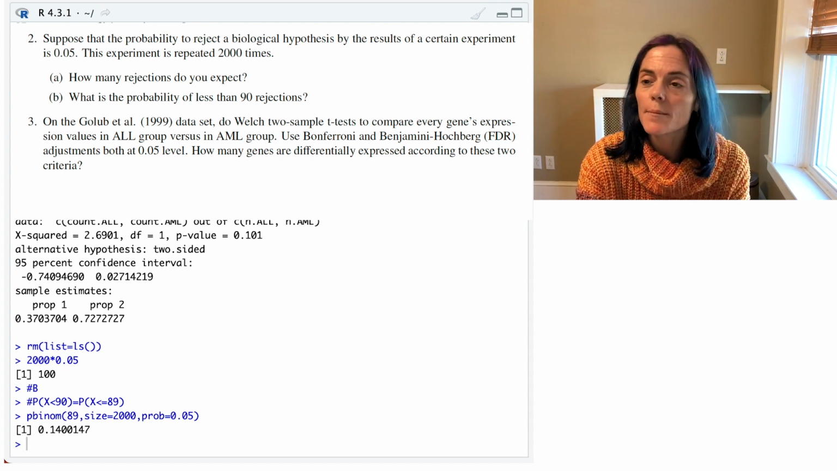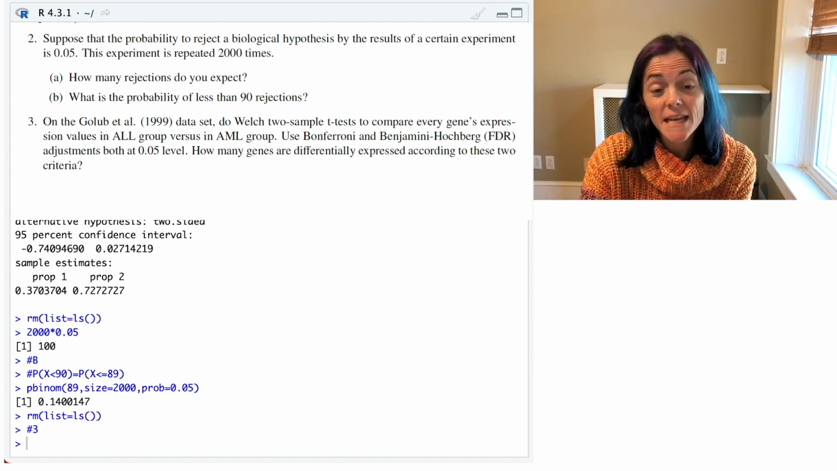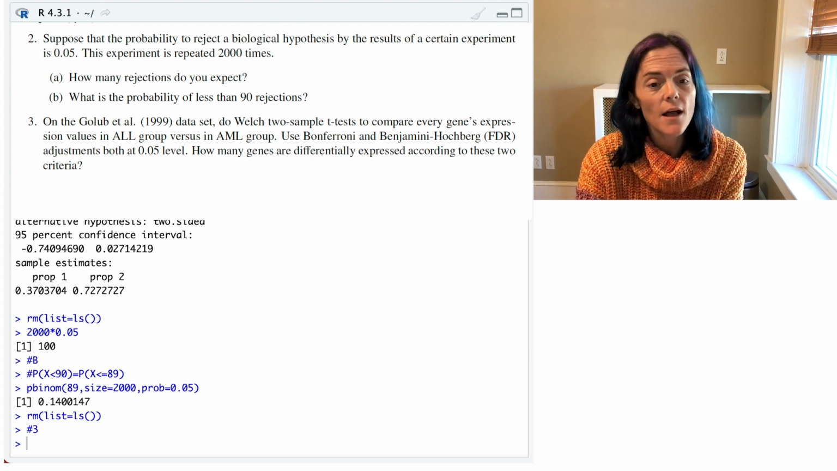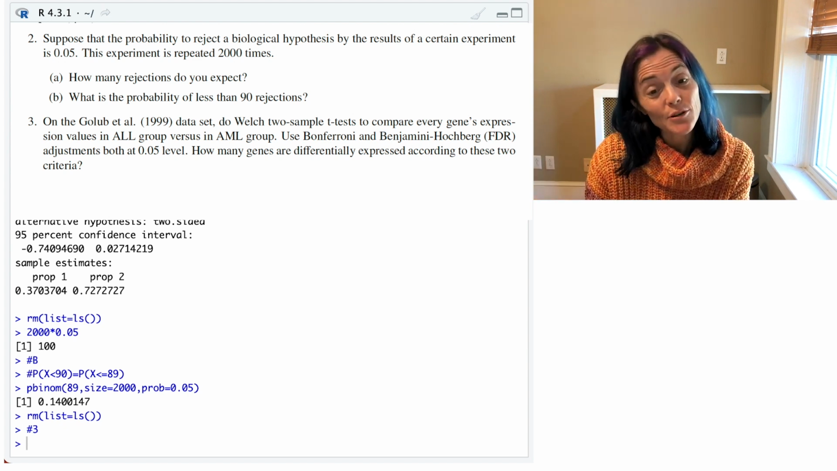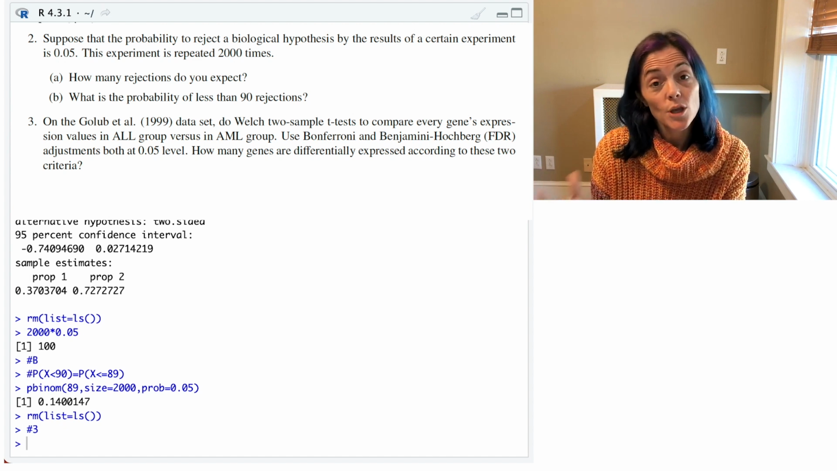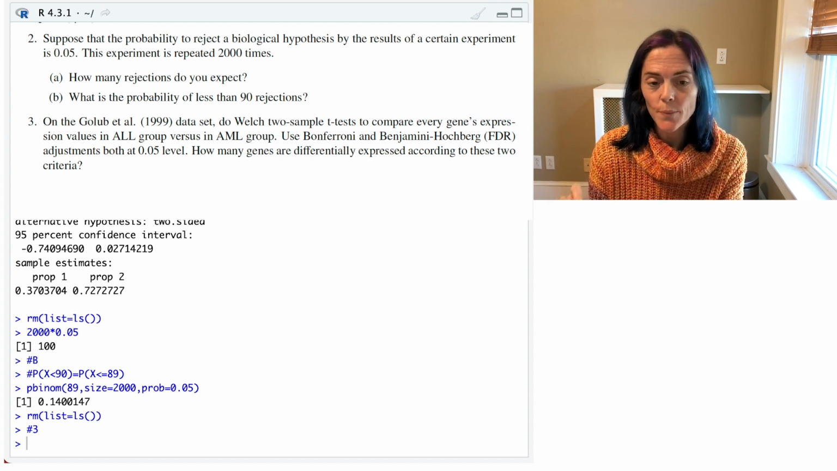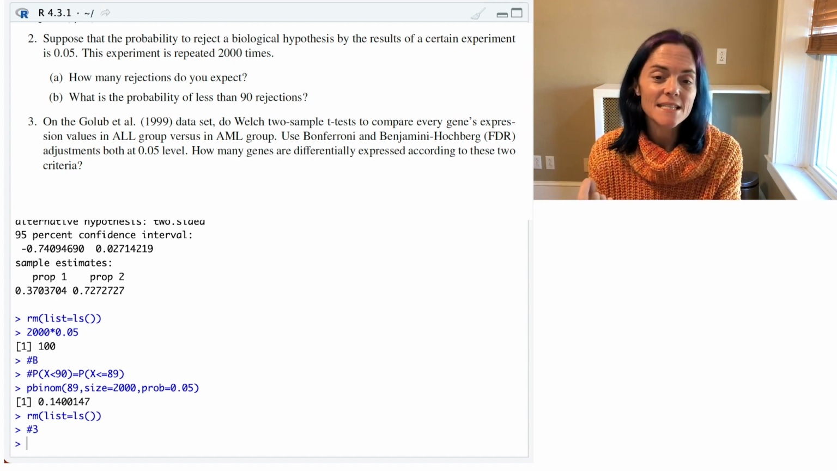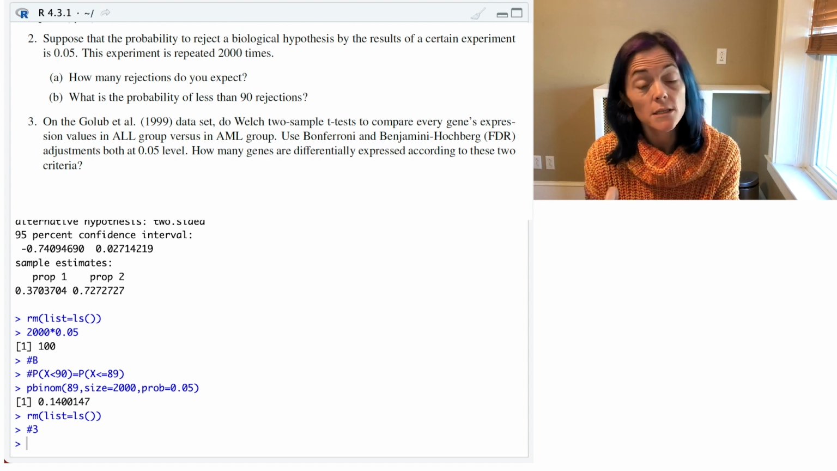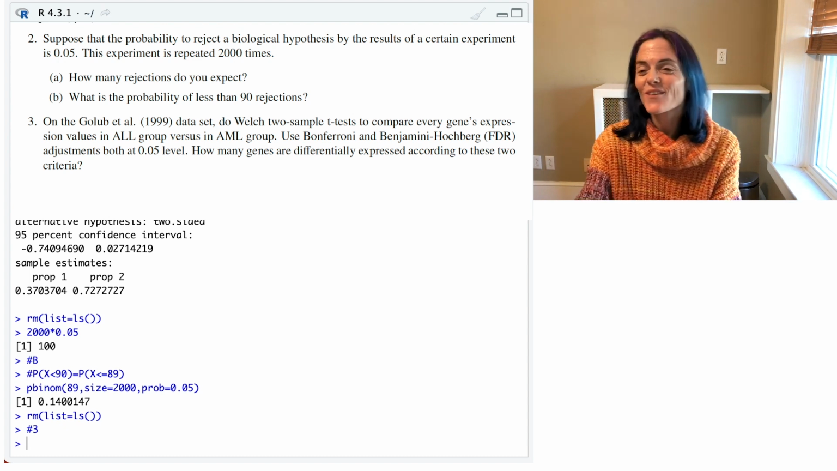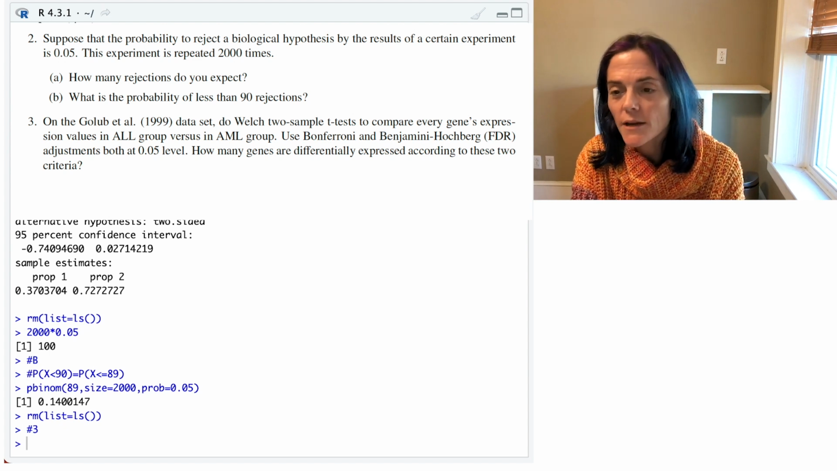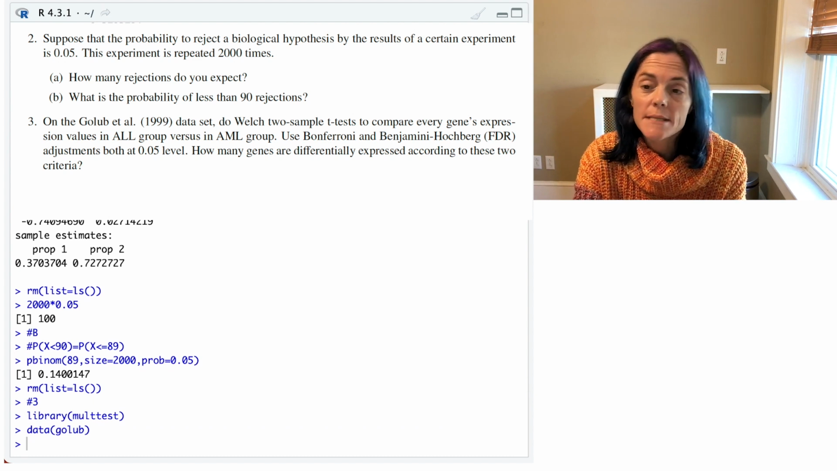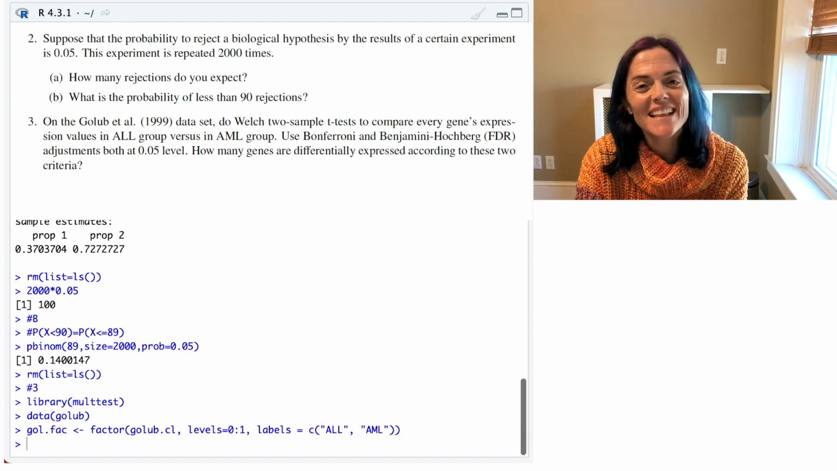Last question, number 3. On the Gallup dataset, do a Welch two-sample t-test to compare every gene's expression values in the ALL group versus AML group. Use Bonferroni and Benjamini-Hochberg adjustments, both at the 0.05 level. How many genes are differentially expressed according to these two criteria? Wonderful. Well, because I have cleared all my saved objects, let me load back the Gallup data, and then we create this factor.